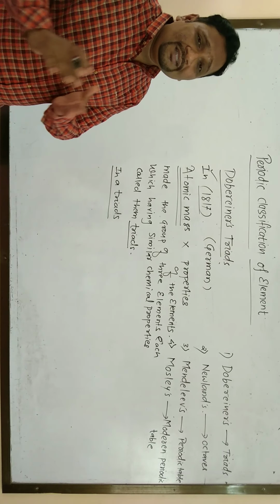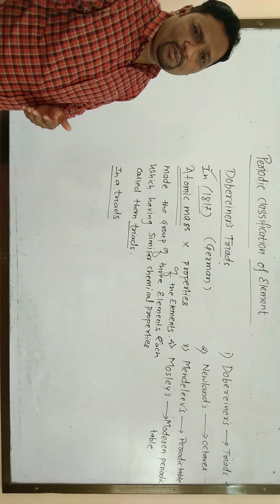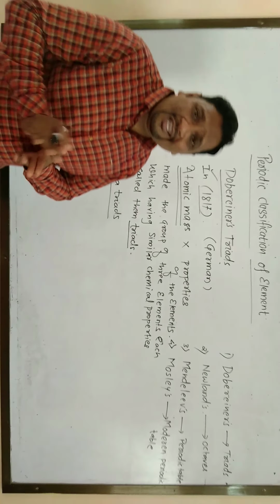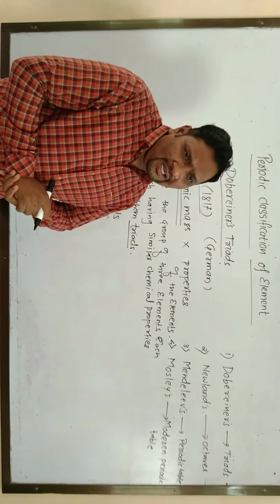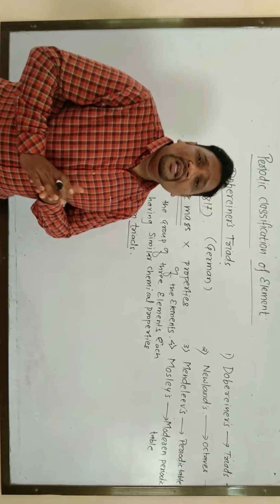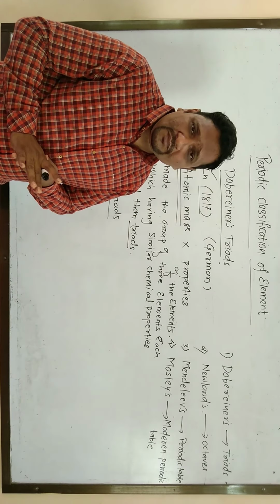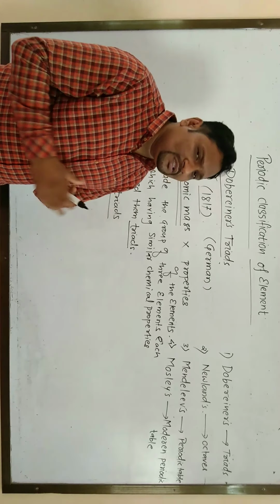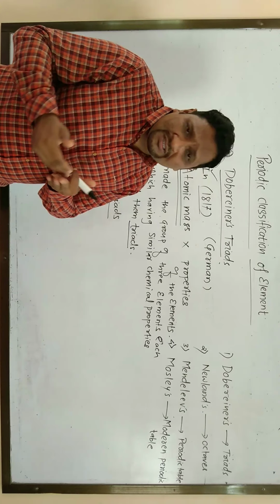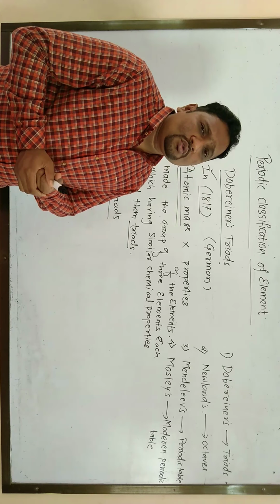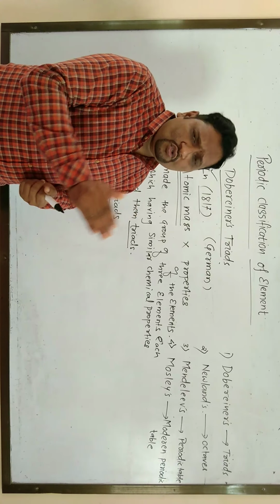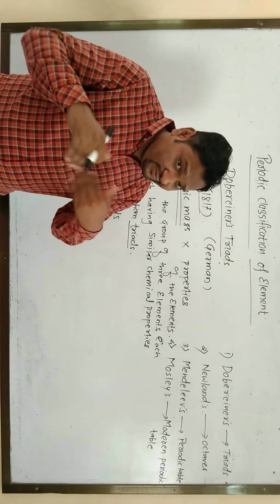Okay. So the criteria used by Döbereiner for his classification is the atomic mass. For that he made the triads. And what did he find in the triads? Very simple. He found that in a triad the atomic mass of the middle element is approximately equal to the mean of the atomic masses of the other two elements. Take an example, then it will be clear.